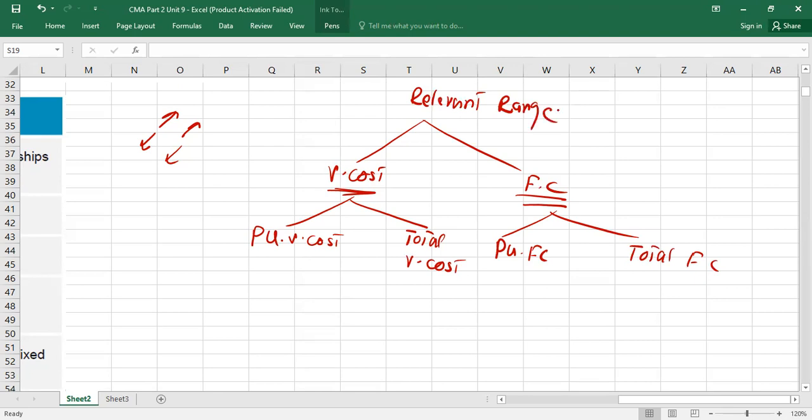First, let's quickly understand, guys, what we assume. We always assume that whenever your production increases, your total variable cost will also increase. And whenever your production decreases, your total variable cost will also decrease. It means your total variable cost has a direct relationship with the production. Whenever production increases, total variable cost will also increase. Whenever production decreases, total variable cost will also decrease.